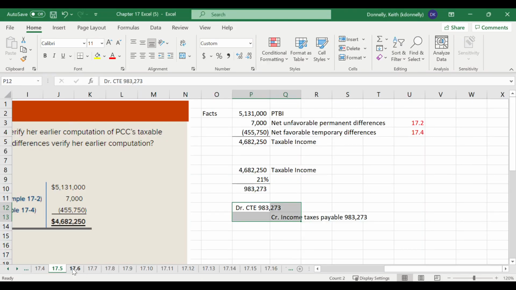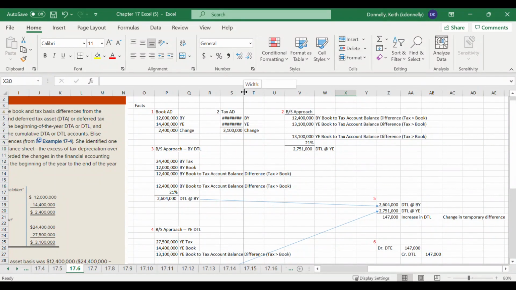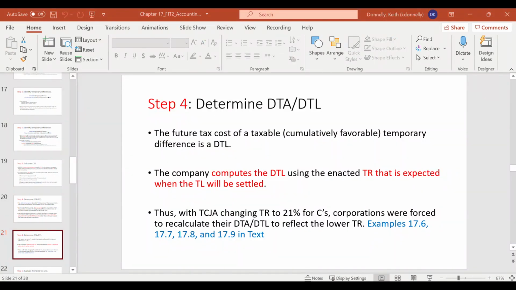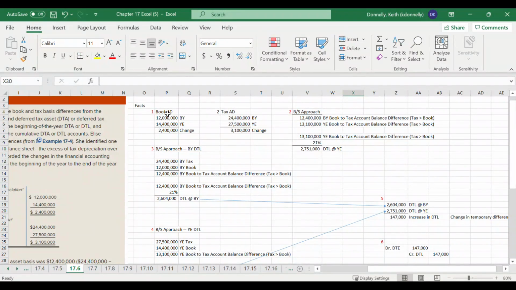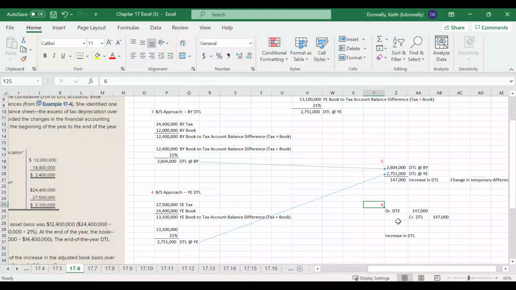So we can look here at, this is showing some more pronounced examples of it, 17.6 through 17.9, right? So we would have our beginning year, our end of year, our change. So you can follow it here like 1, 2, 3, 4, 5, 6. We ultimately arrive here at our deferred tax expense and the increase in our deferred tax liability. You can see here it's by virtue of the differences between beginning year and year end.